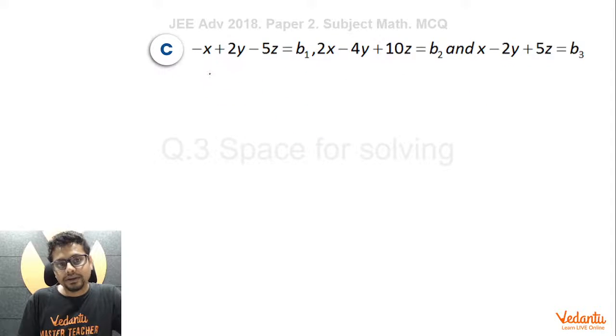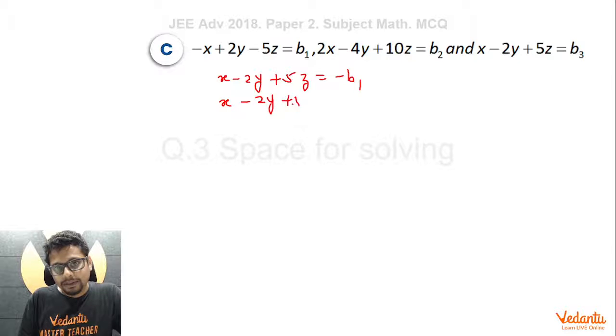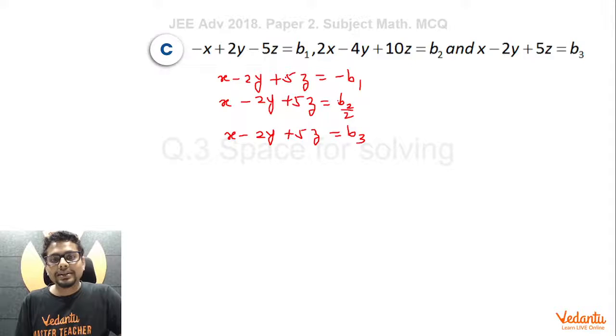Here these are three equations, and if you see carefully, this is x minus 2y plus 5z equal to minus b1, x minus 2y plus 5z equal to b2 by 2, and this third equation is x minus 2y plus 5z equal to b3. Now these are clearly representing three parallel planes. Now for this system of linear equations to have at least one solution, these parallel planes should all be coincident.